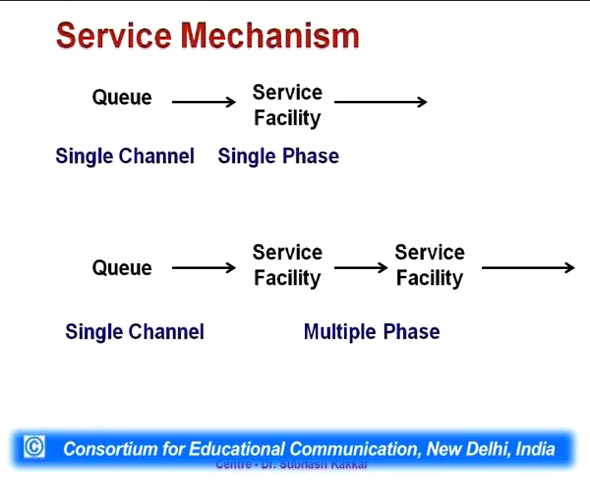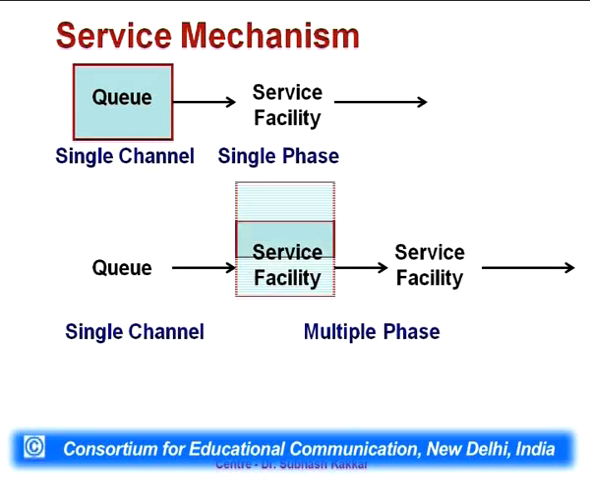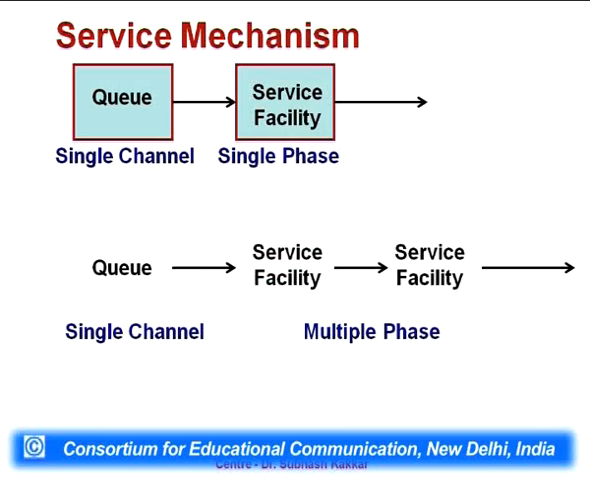Now we will discuss the service mechanism. First, the queue. From the queue, customers are going to get serviced. And then we have a service facility. In this particular example, there is a single channel, single phase, single channel from which the customers are being drawn and going to the service facility. Single channel, a number of queues from which the customers are going for getting serviced.